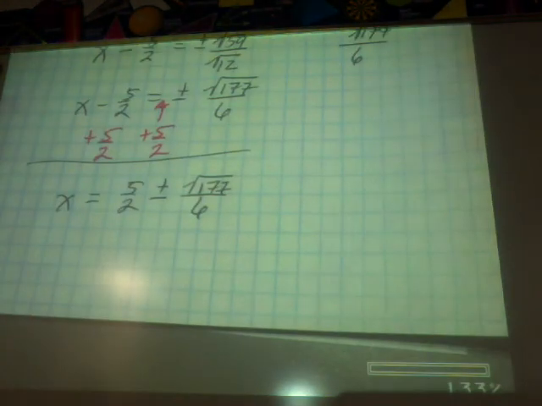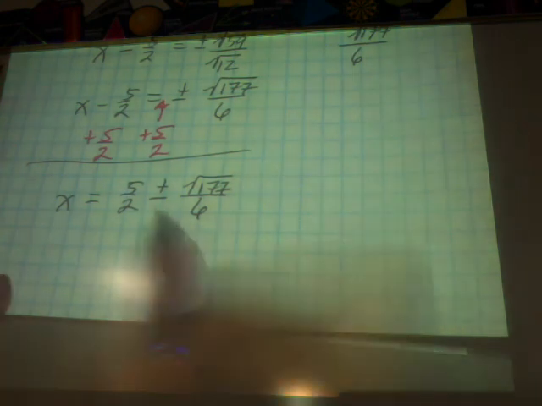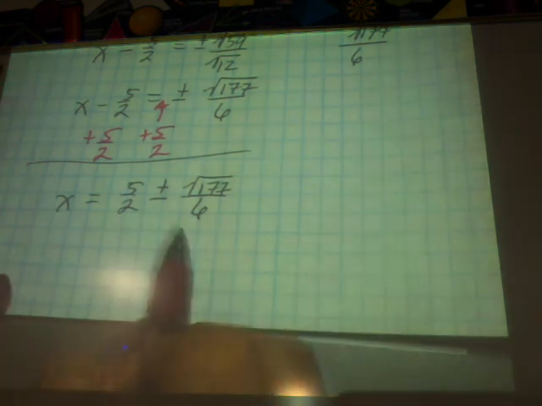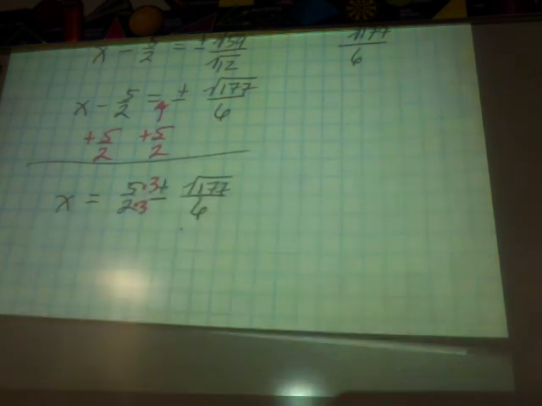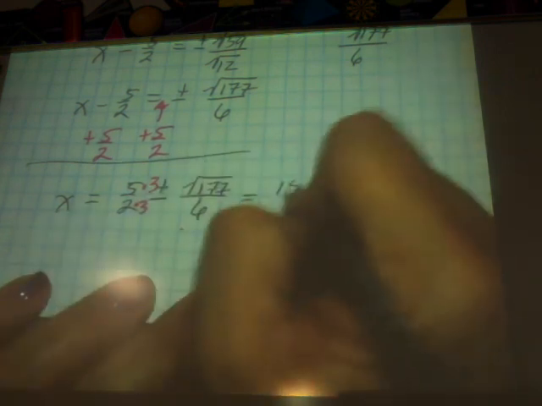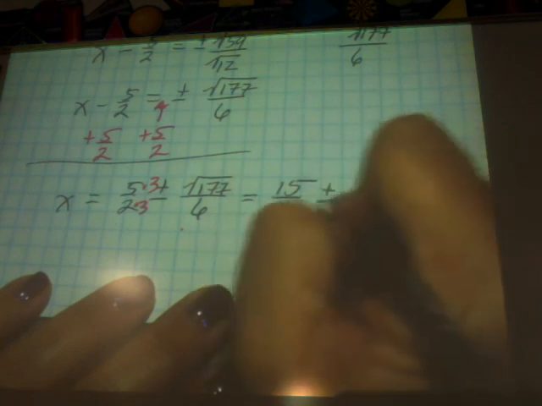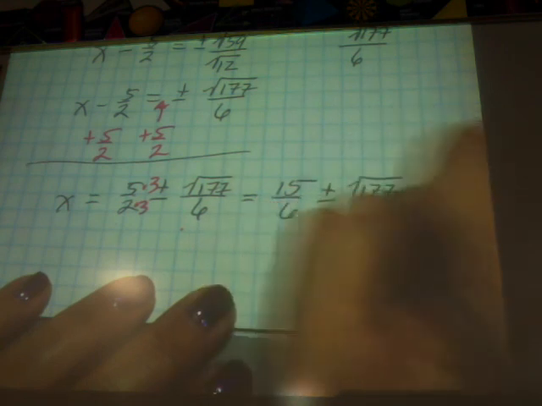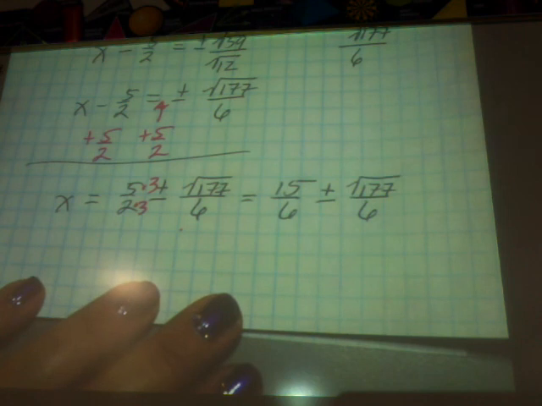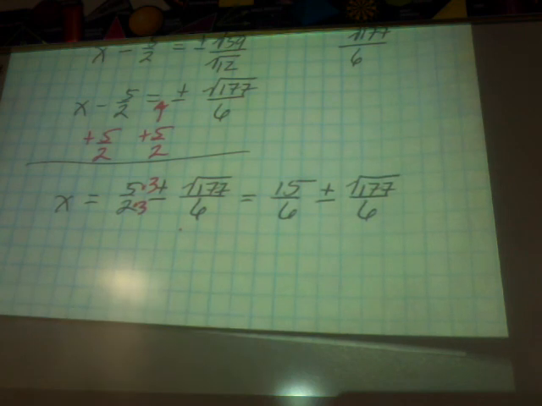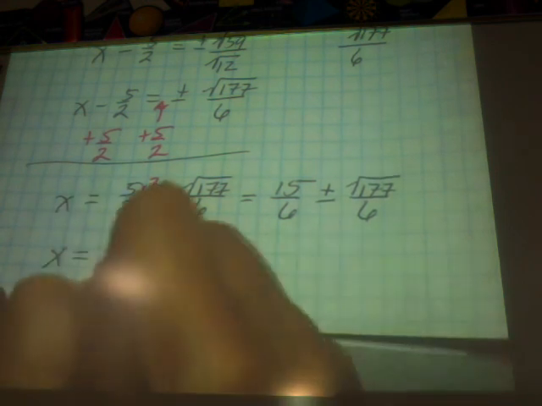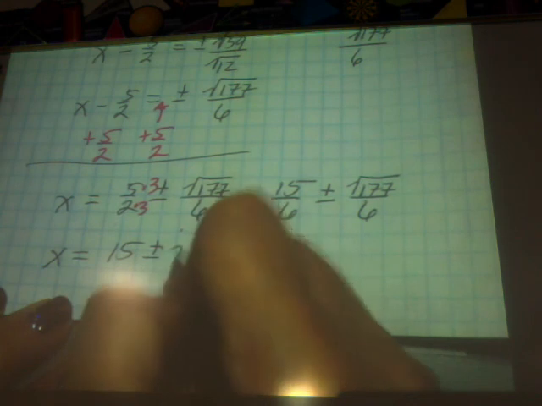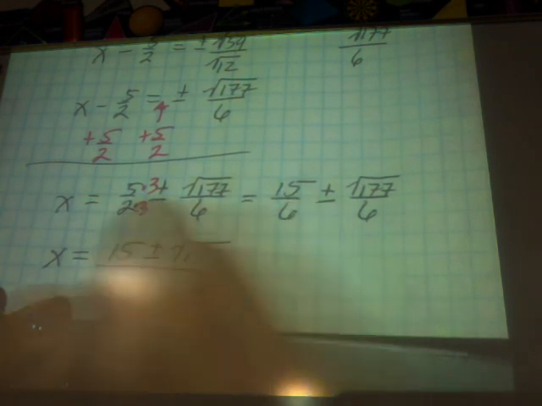What's the LCD of that fraction? Can't you turn 2 into 6? So multiply that by 3 and that by 3. You end up with 15 over 6 plus or minus the square root of 177 over 6. Now that they have the same denominator, can't you combine their numerators? Are these like terms? No. So your very final answer is 15 plus or minus the square root of 177, all of that over 6.